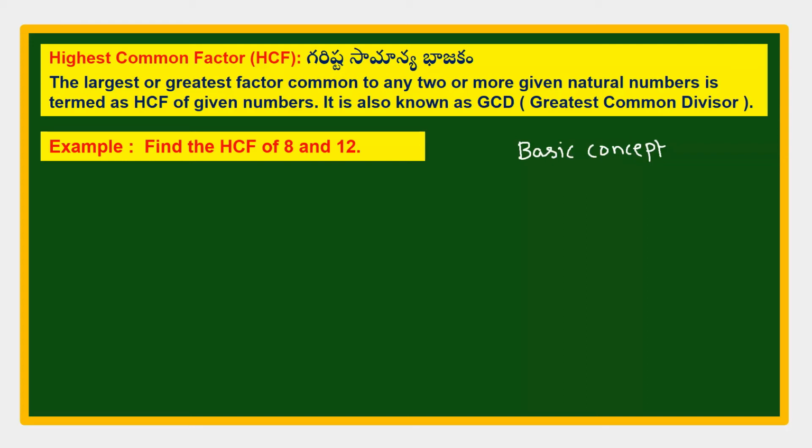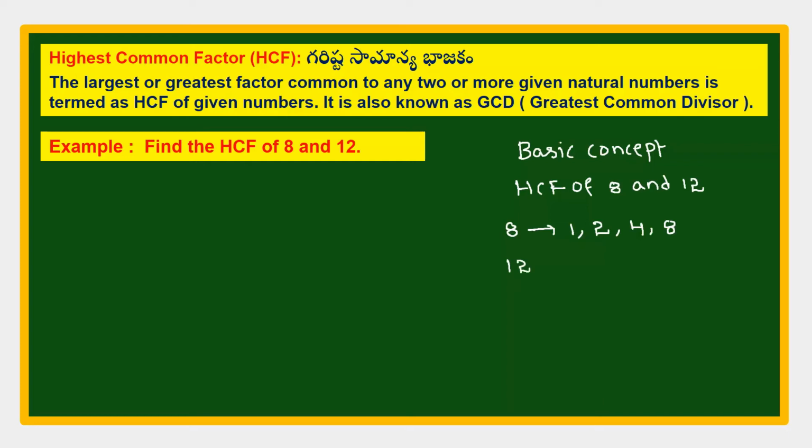So HCF of 8 and 12, right? Now I'll mention factors of 8. 1, 2, 4 and 8. It means 8 is divided by 1, 8 is divided by 2, 8 is divided by 4, 8 is divided by 8. So 1, 2, 4, 8 are factors of 8.